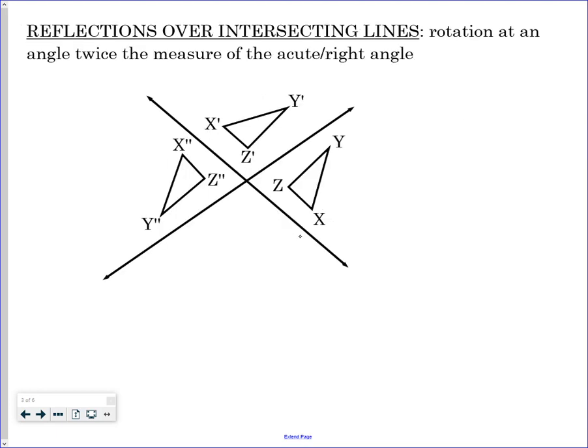Okay. Reflections over intersecting lines. A rotation at an angle twice the measure of the acute or the right angle. So again, for example, if I rotate this so many degrees over here, I rotate it again over here, then that's twice the original one. So like if I was rotating it at 30 degrees, then my final answer would be at 60 degrees. Does that make sense? Okay.